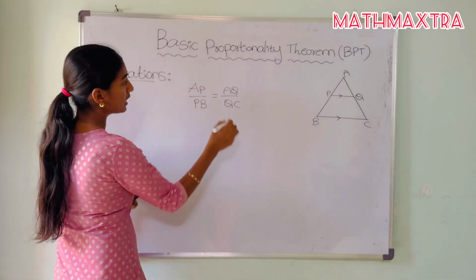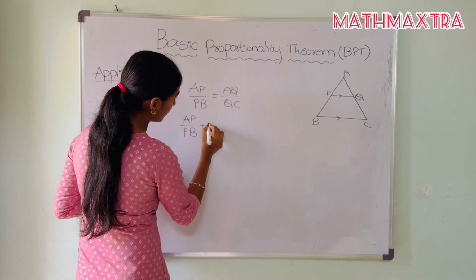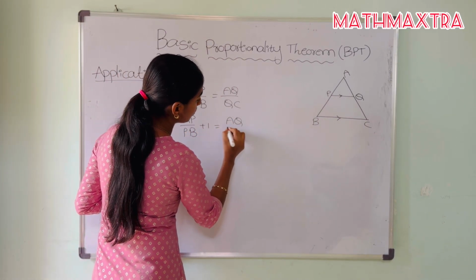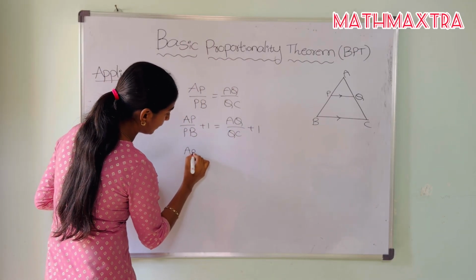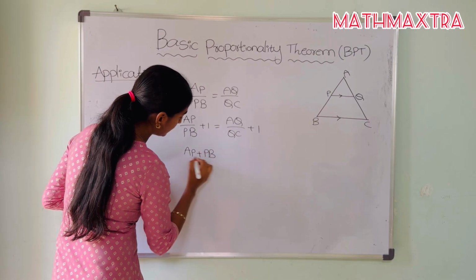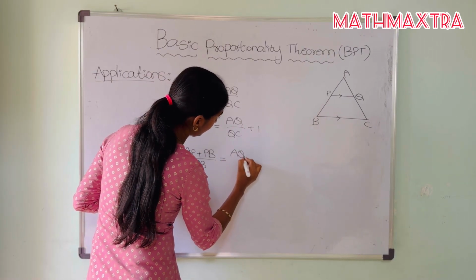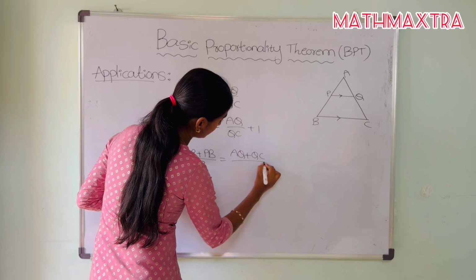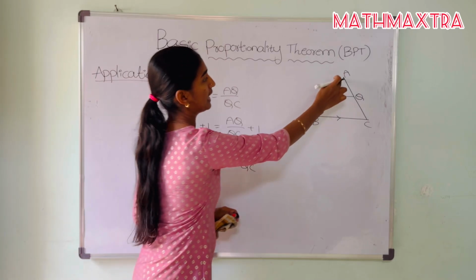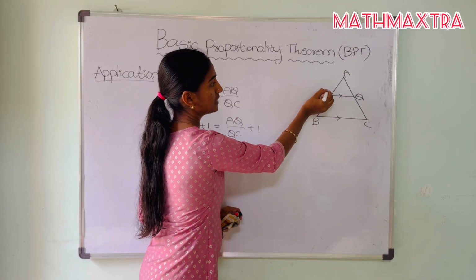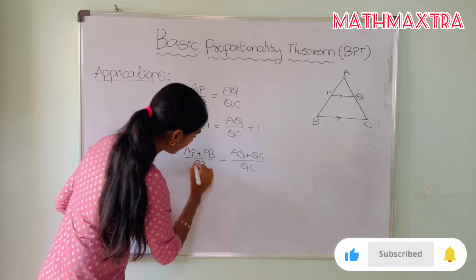So we'll add 1 on both sides. AP by PB plus 1 is equal to AQ by QC plus 1. So what happens? AP plus PB divided by PB is equal to AQ plus QC divided by QC. So AP plus PB equals what? AB, right? So you can write AB in place of AP plus PB.